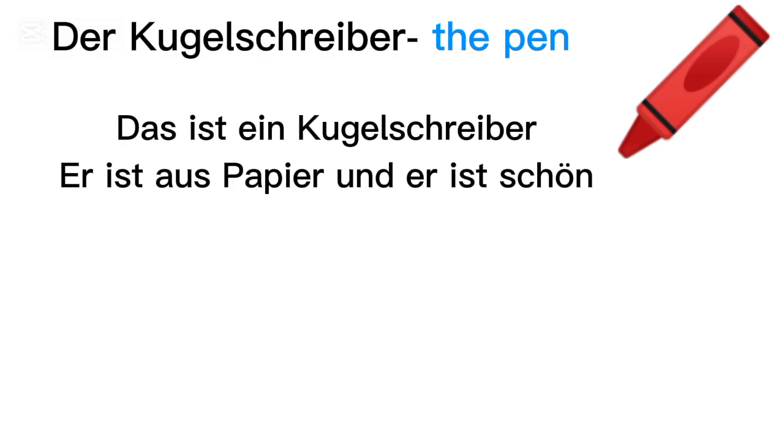Since it is a masculine, we don't want to repeat ourselves. So we'll just use a pronoun and replace das ist ein Kugelschreiber with er. Er. Remember, er is a personal pronoun that is used to replace the male or the masculine noun. So we'll say, er ist aus Plastik oder er ist aus Holz oder er ist aus Glas. Okay. Und er ist schön. It is beautiful or it's nice.